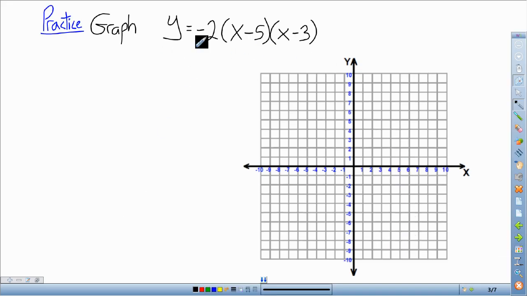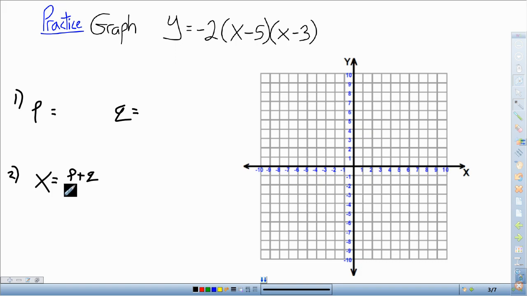Okay, on your next graph, go ahead and copy this one, and start with step number 1. Figure out what your p and your q values are, and then step number 2, you can get your axis of symmetry using x equals p plus q divided by 2, and then step 3, you can plug that x value in. So go ahead and try this one out on your own.